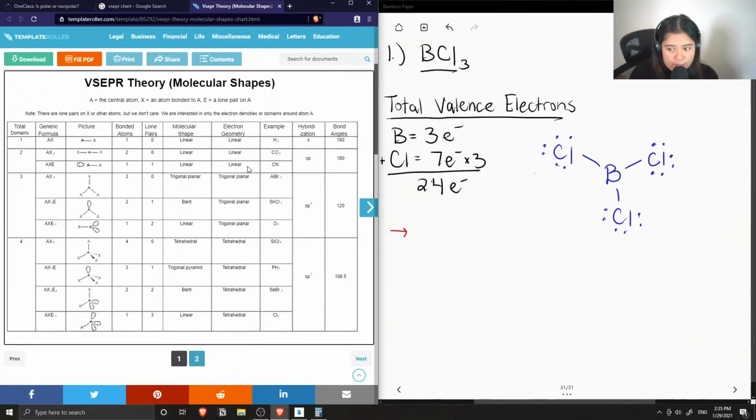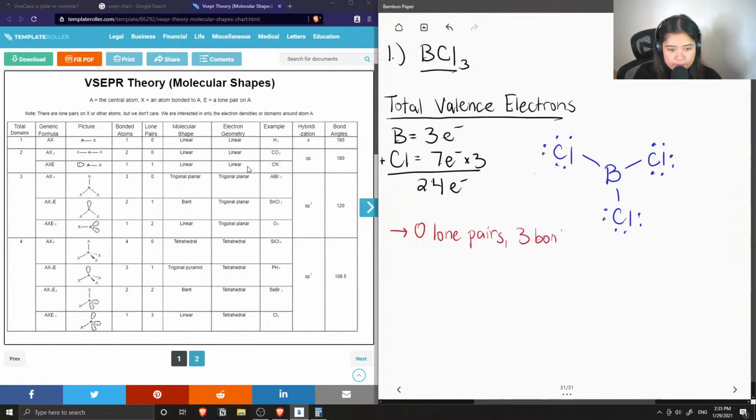So if we look at our boron, boron has 0 lone pairs, and it also has 3 bonded atoms. So using the VSEPR theory table, this tells us that when we have 0 lone pairs and 3 bonded atoms, we have a trigonal planar molecular shape and electron geometry. And all of the bond angles are 120 degrees.